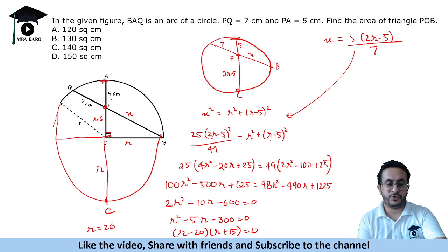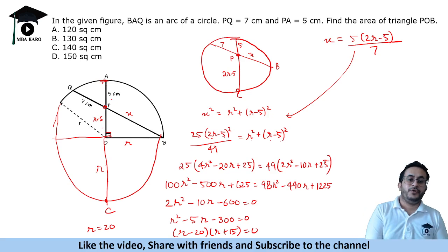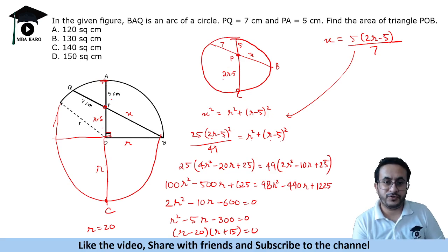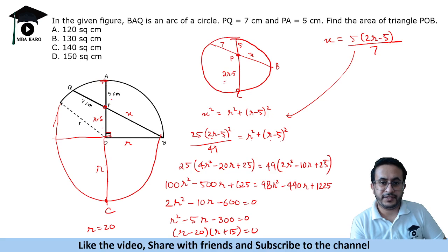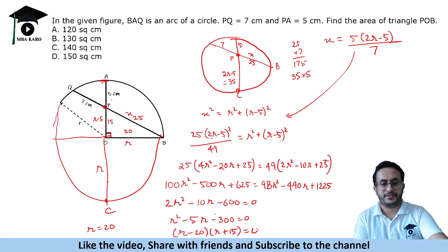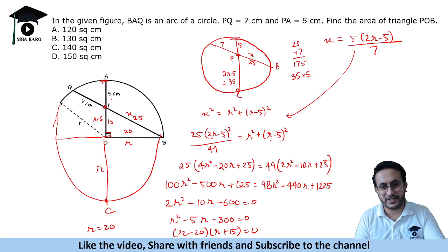Okay, so r is equal to 20, just need to verify that. If we take this value 2r minus 5, that should be 35 and this is 5, and x is, so this is 15, this is 20, so this is 25, right? 25 into 7, 25 into 7 is 175, so is 35 into 5. So this satisfies that our entire equation which we did was correct.